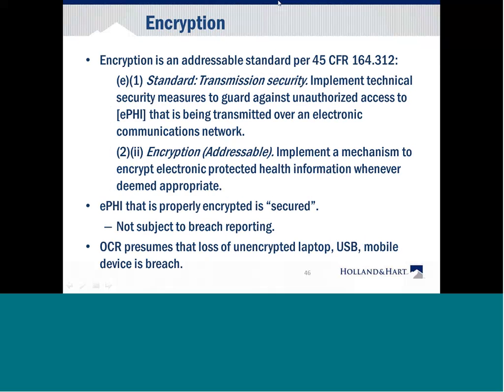Let's talk briefly about encryption. As I mentioned, encryption is an addressable standard. It says that you've got to implement a mechanism to encrypt electronic protected health information whenever deemed appropriate. Encryption is important because electronic protected health information that is properly encrypted is deemed to be secured. That means if you lose a USB or a laptop containing encrypted information, it is secured, and therefore you are not going to have to report it to the government or to the individual. On the other hand, if you lose an unencrypted laptop or USB, you're probably going to have to report it to the government and the individual, and you could expose yourself to fines or penalties.